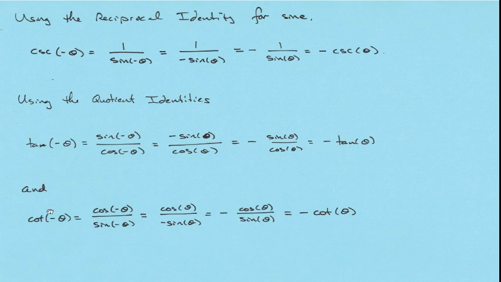We can do the same thing for cotangent. Cotangent of negative theta is cosine of negative theta over sine of negative theta. Cosine is even, so we have cosine of theta over negative sine of theta because sine is odd. Take the negative to the side, we have cosine of theta over sine of theta, which ends up giving us a negative cotangent of theta. So both tangent and cotangent are odd functions.